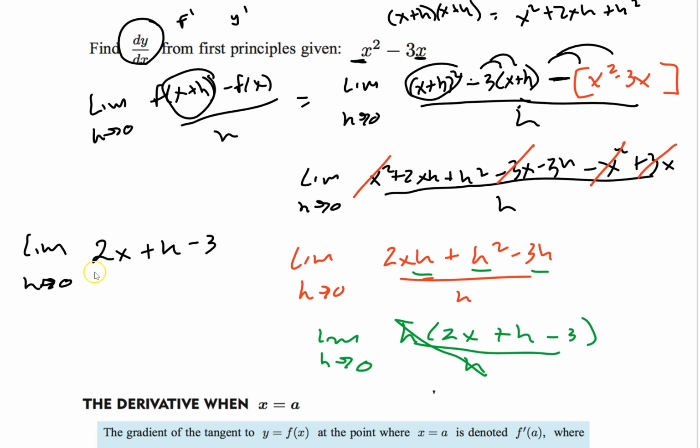Remember, my whole goal is I want to plug that 0 in for h. That's the whole thing I wanted to do. So you plug it in, and we get 2x minus 3. So that's my derivative at any point. The derivatives of these things look like 2x minus 3. That's the whole idea.